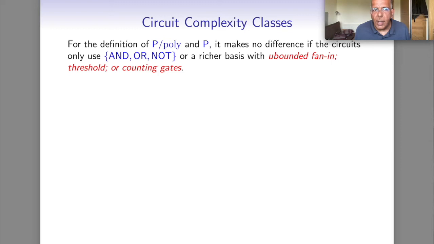For these circuit complexity classes like P and P/poly, it makes no difference if we just use AND, OR, NOT, or we throw in more possible Boolean functions into our basis, unbounded fan-in, threshold gates, counting gates, because any of these can be simulated by AND, OR, NOT circuits using just polynomial size circuits. We can replace each of these gates by a little polynomial size gadget circuit that computes it using just AND, OR, and NOT.